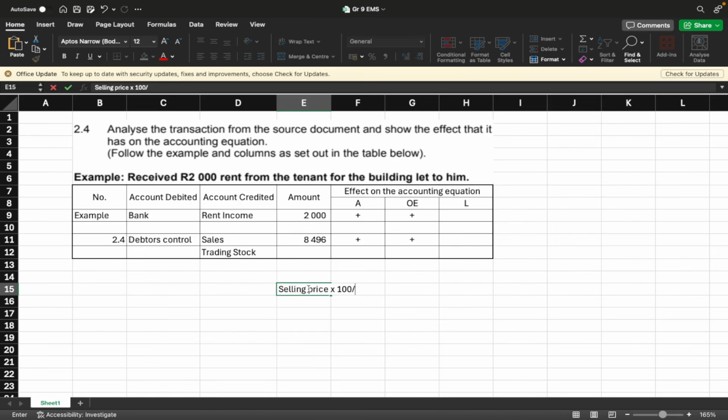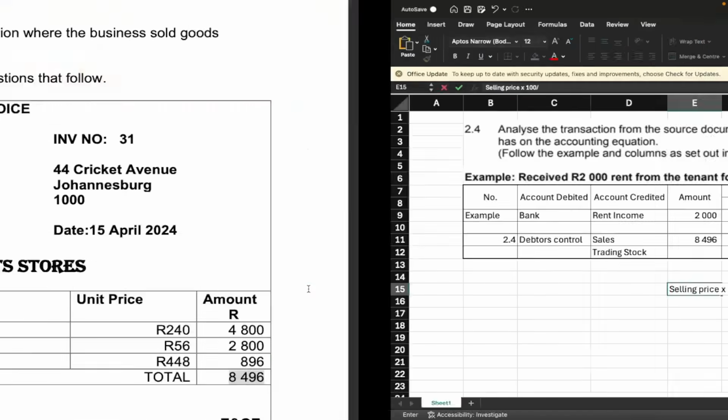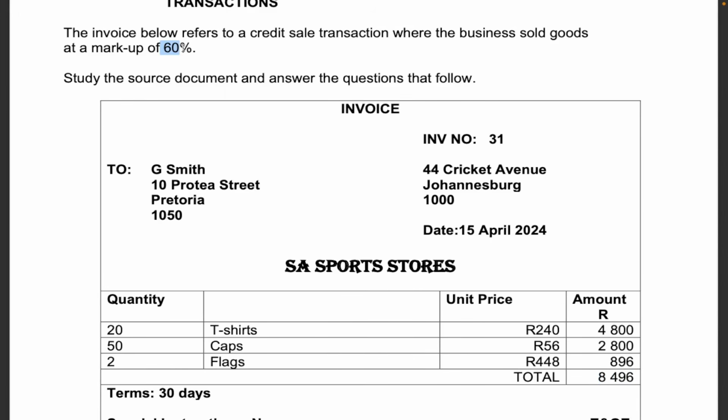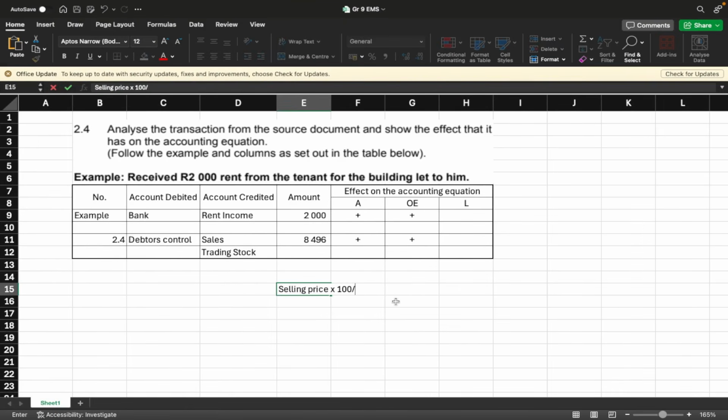And then what do we divide that by? And when I say 100, I'm actually talking about 100%, all right? We divide that by the 100 plus the markup percentage. How much is the markup percentage? Well, we're told it was 60%. If you go back up here, you can see the markup is 60%. So we take 100 plus 60 gives us 160, and that will give us what our answer is. Okay, so what is our selling price? Well, we sold it for 8,496, and then multiply that by 100, and then we divide that by 160, and that will give us what our cost price is, how much we bought these items for. Okay, 5,310 rand. I hope that was easy enough for you to follow.